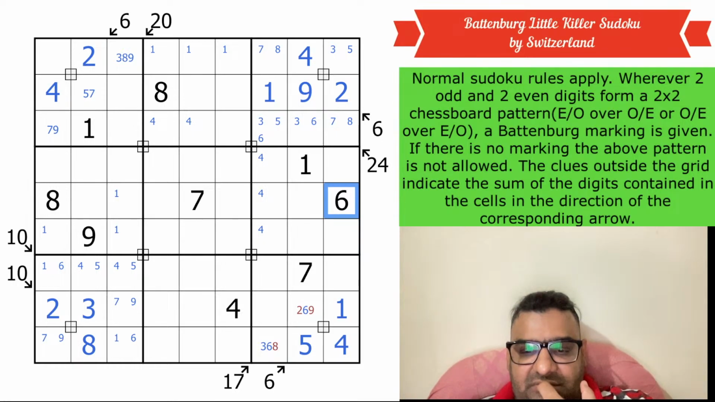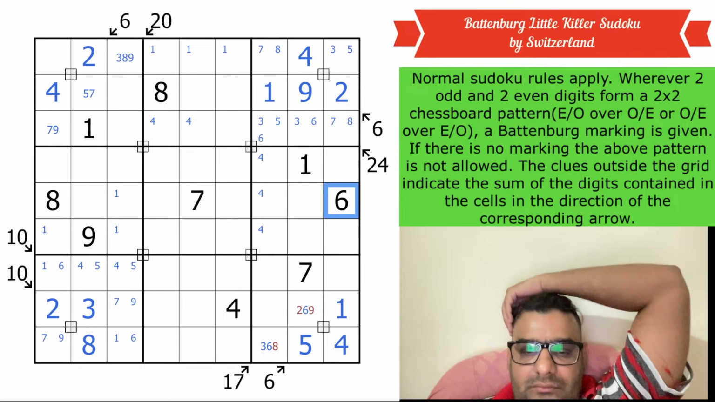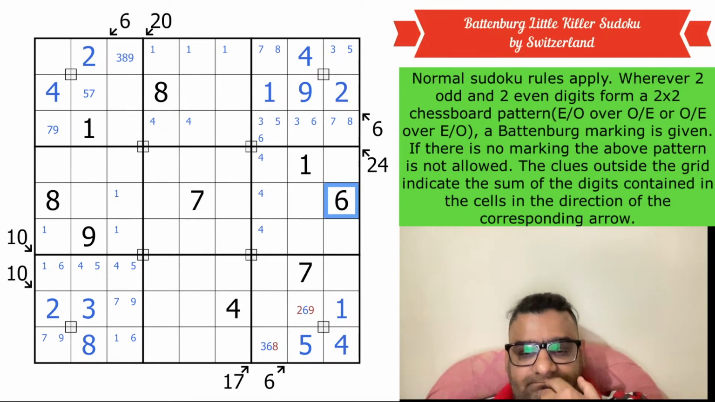Okay, but 6 can be here. So we have to put an even number here. We can also put 6 or 2. We can also put 6 or 8. So it is not very helpful in writing this. But I am sure that 6 would be here, I mean, in the middle. But it is not 100%.